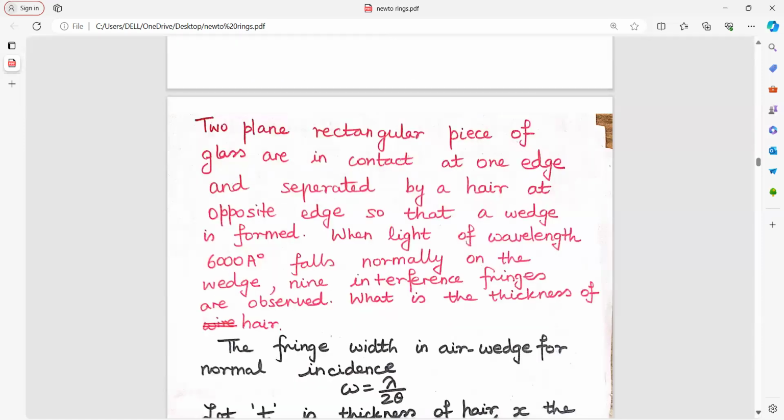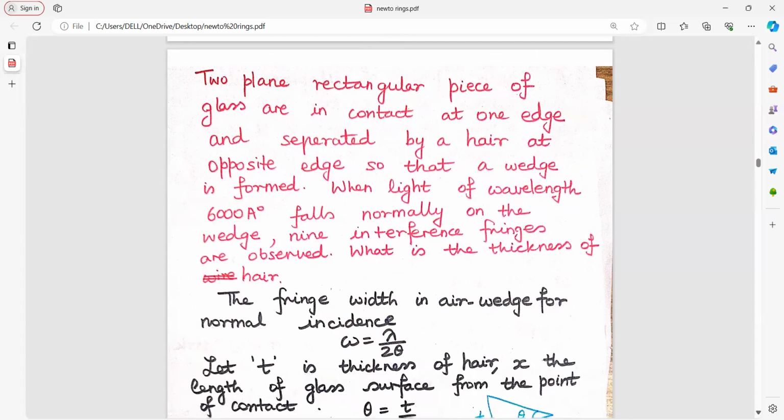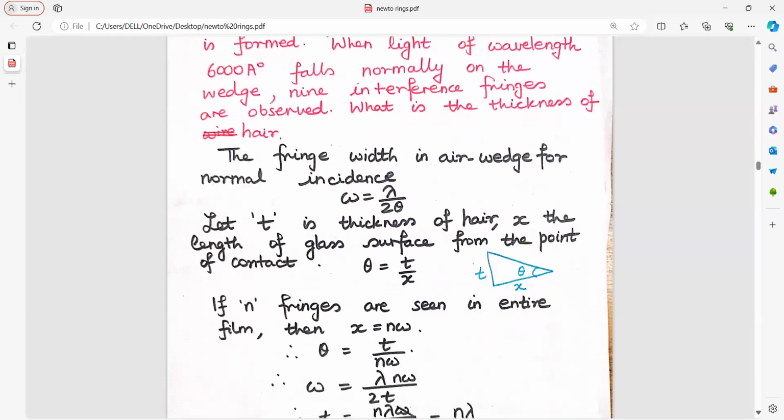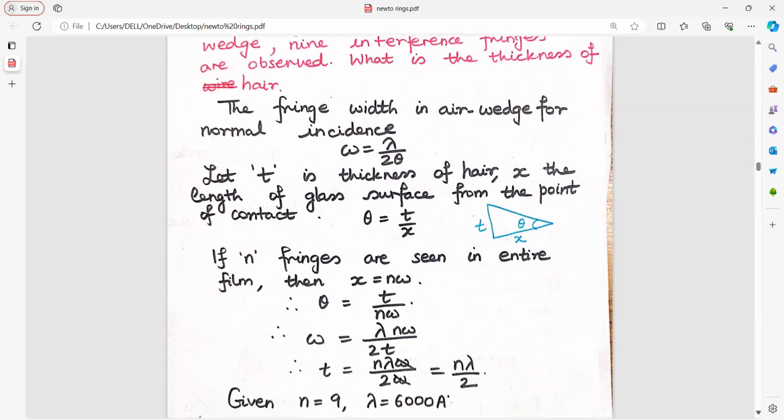Two plane rectangular pieces of glass are in contact at one edge and separated by a hair at the opposite edge, so that a wedge is formed. So when light of wavelength 6000 angstrom is falling normally, 9 interference fringes are observed. What is the thickness of the hair? So the fringe width is omega equal to lambda upon 2 theta, and theta is T upon X. You can see I have drawn it in the figure here for you. N fringes are seen, so X is equal to N omega.